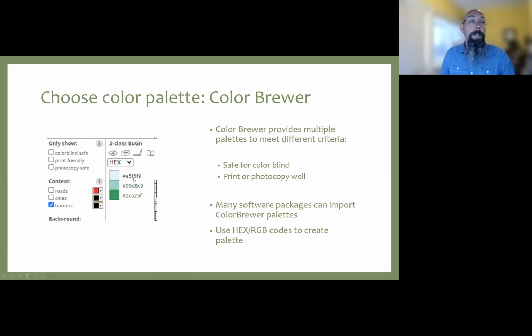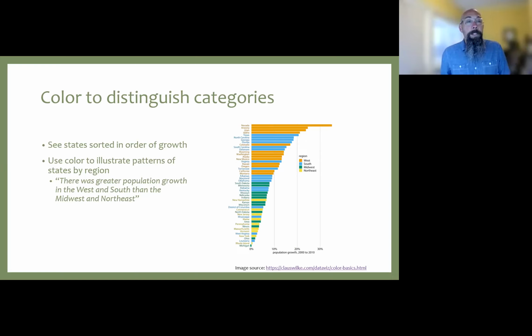And if you don't have those color palettes in your software, you actually can manually force them by copying either this hex code, or you can change this to RGB code. So if you work with color at all, that may be familiar. So that's just to say the Color Brewer website gives you the ability to import those palettes. So how do we use color?